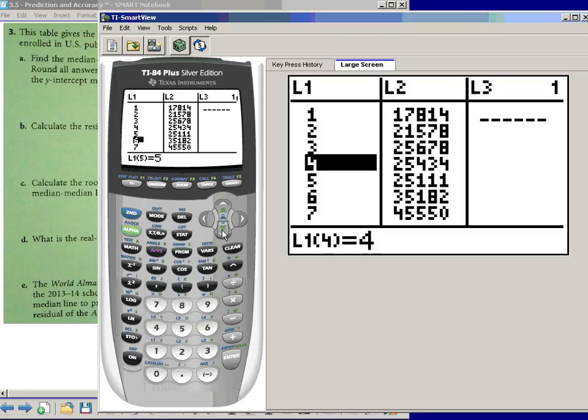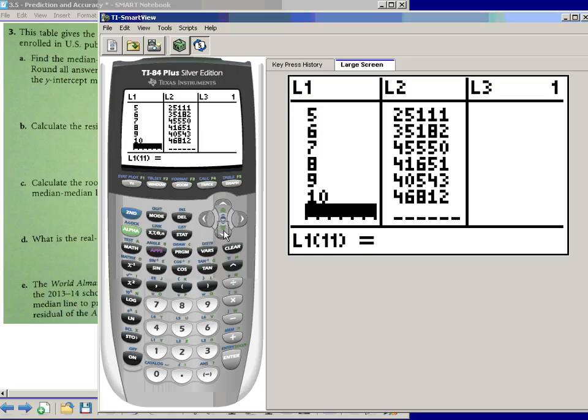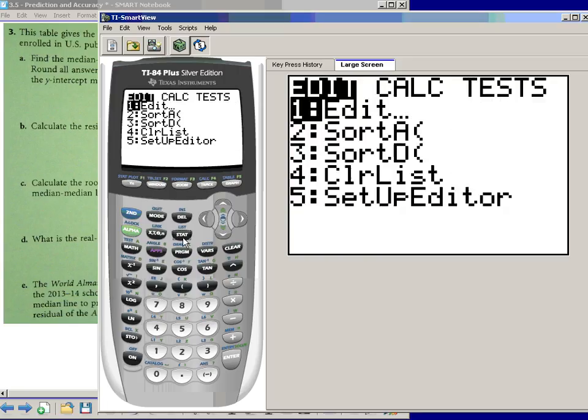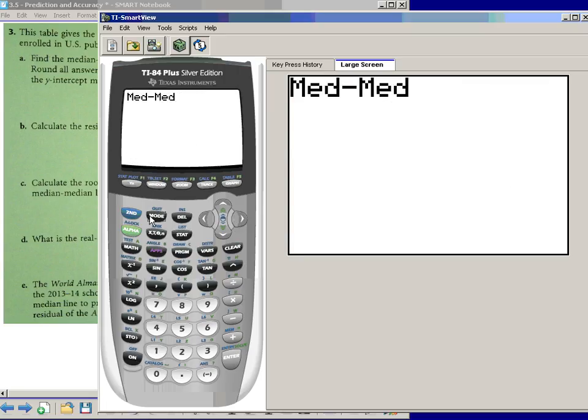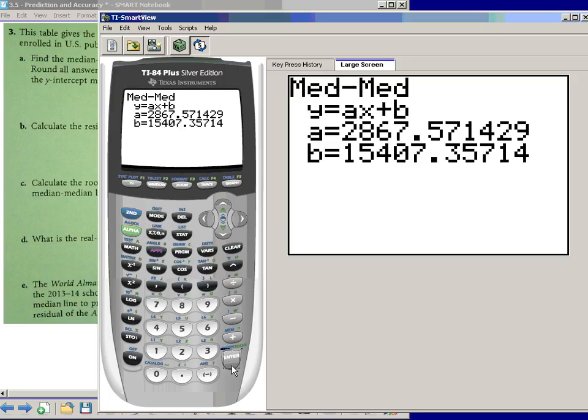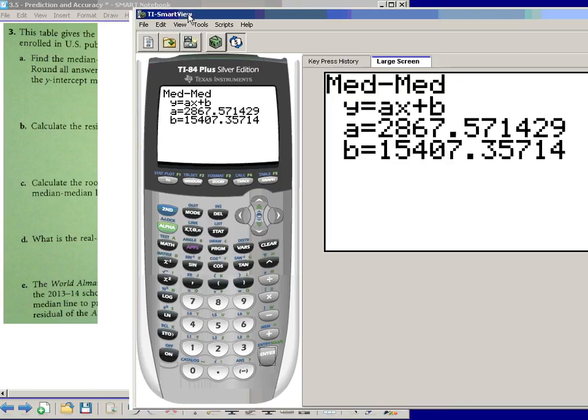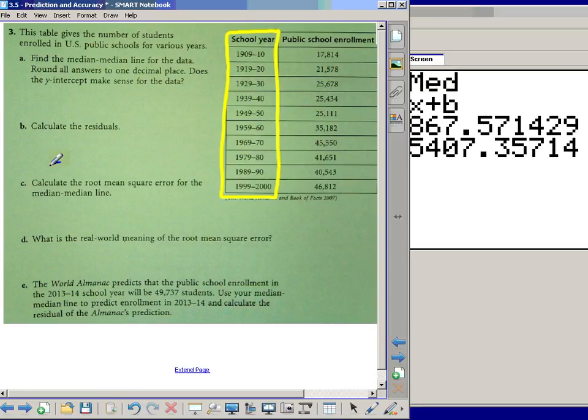For list 2, as you can see here in stat edit, list 2 is just the number of students. Go ahead and put those numbers into your calculator as I have them on the screen. Please be sure to go all the way down to year 10, where we had 46,812. Next, let's go to stat calculate median, where you can see I have here median, hit enter, it'll give us the median line of 2867.6 as our slope, and 15,407.4 as our y-intercept. Let's go ahead and write that down on our paper so we don't forget it.